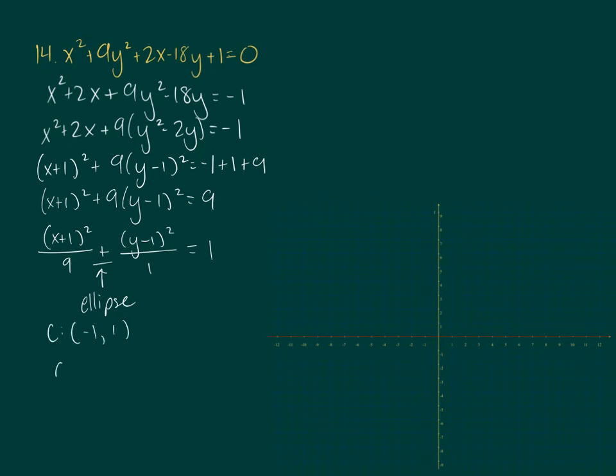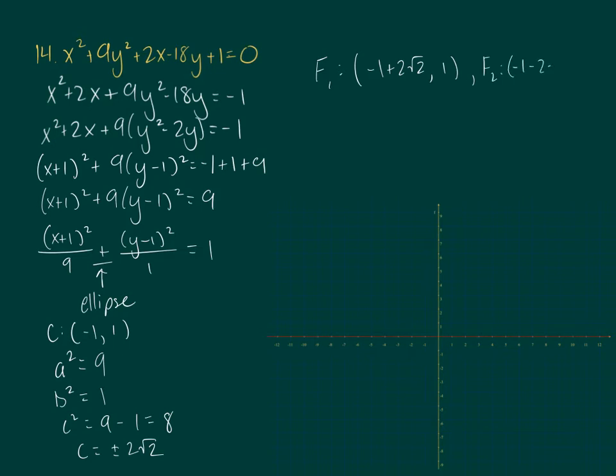Okay? And my a squared is the larger denominator, so that's 9. My b squared is the other one, so that's 1. And so c squared is equal to 9 minus 1, which is 8. So c is plus or minus 2 root 2, right? So that means my foci is -1 plus 2 root 2, comma 1, and -1 minus 2 root 2, comma 1. And you can leave it like that. I'm not going to ask you to estimate it as exactly as maybe somebody else would.